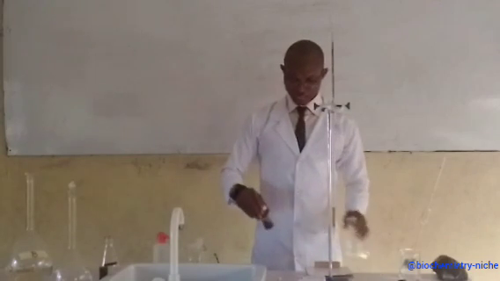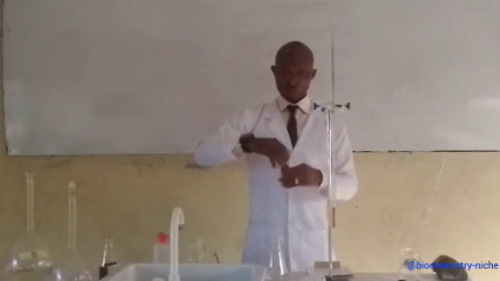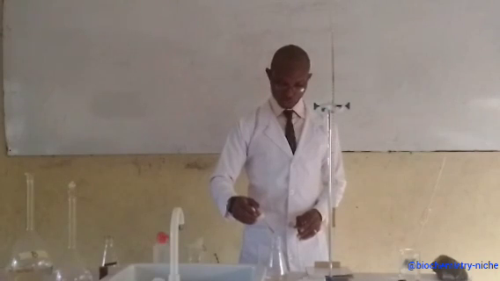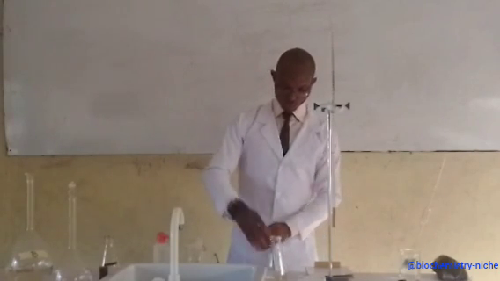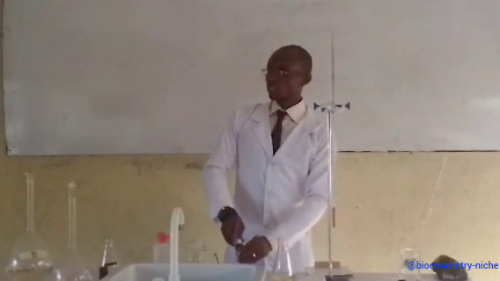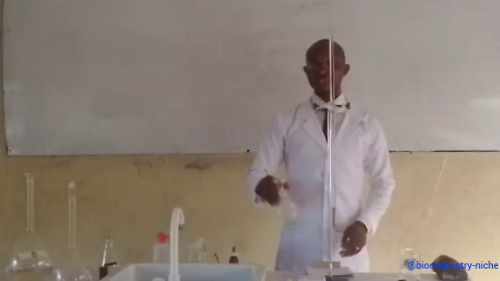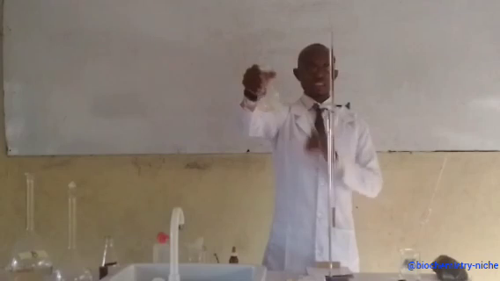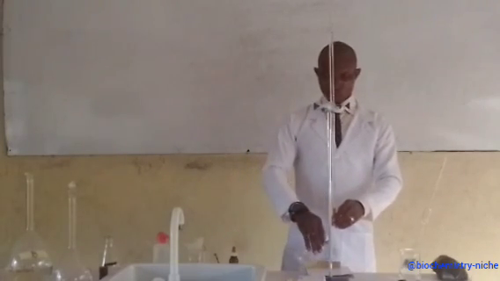So I'm adding my indicator to the content of the conical flask. 2 drops of indicator is all I need. So that gives me this golden yellow color, and then I can start to run my content. After gently stirring it, I can add my content from the beaker. So I add my content and I start to stir.